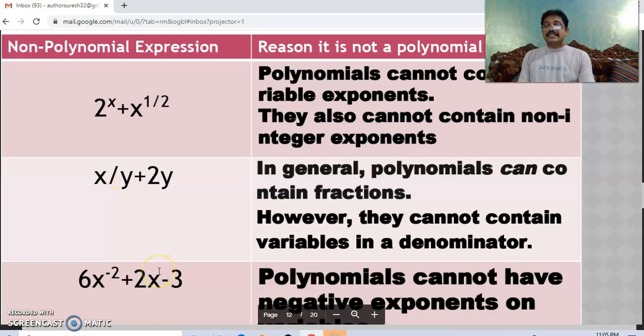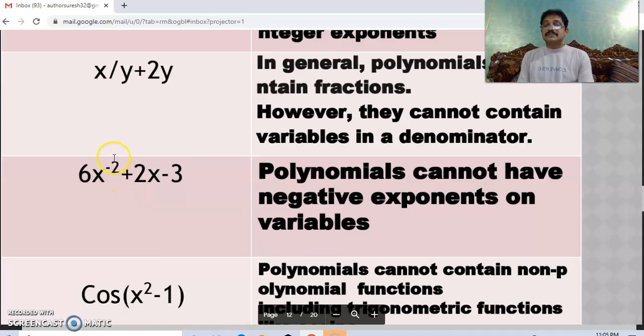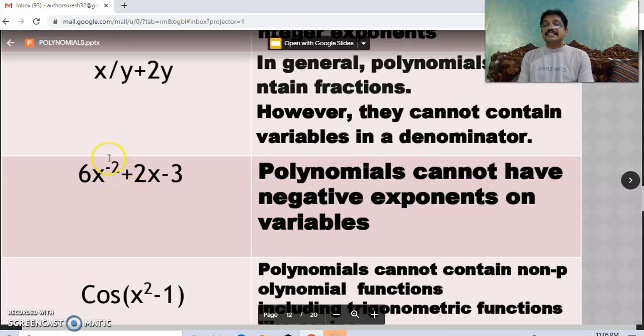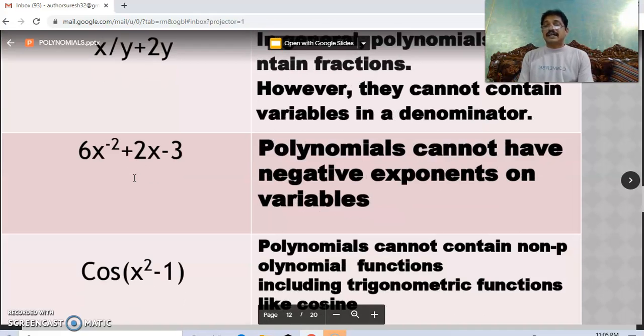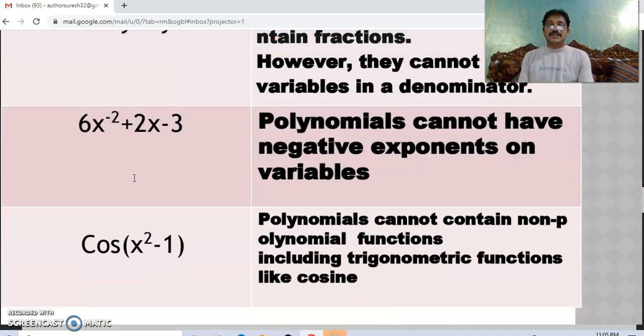And plus 2x^-3. Here the exponent is a negative integer. It should be a positive integer, it should not be a negative integer. So hence it's not a polynomial. And here cos x^2 - 1. Polynomials cannot contain non-polynomial functions, including trigonometric functions like cosine.